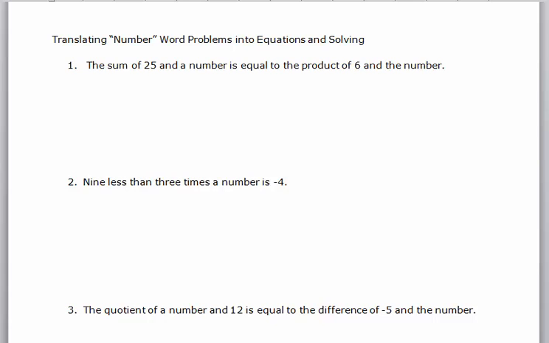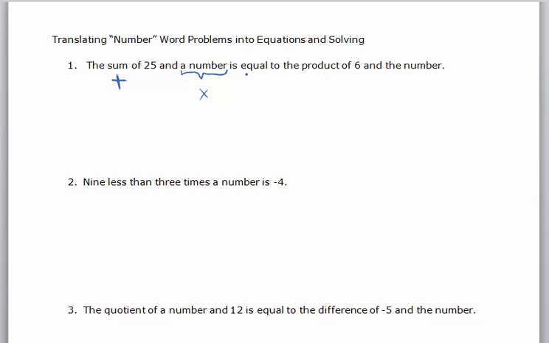For example, in this first problem, the sum of 25 and a number. Okay, let's just stop there. A number is what you're trying to find. In algebra we're going to represent that with a variable. Call it n or call it x. I'll use x. The sum, that means plus. You got to remember sum plus, difference minus, product times or multiplication, and quotient division. Those are in your textbook.